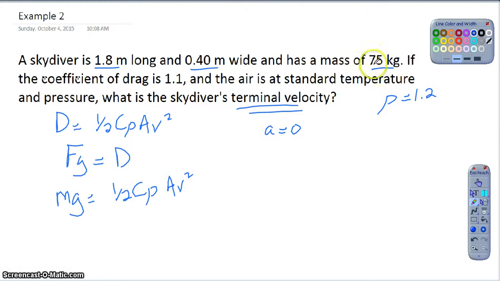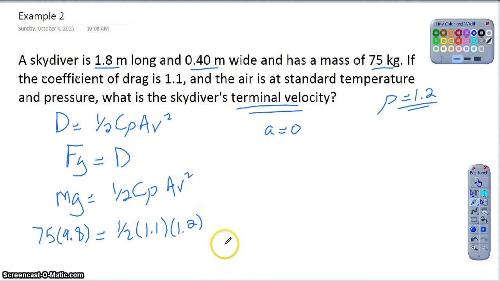I've got the mass, 75 kilograms. I've got gravity. Obviously, I've always got gravity to work with unless it's on another planet, in which case I would simply have to find it there first. I've got the 1/2. They give me the coefficient of drag, so 1.1. I know that rho is 1.2, and this would usually be provided on a table of information or in the problem itself if you needed it. So you don't have to memorize that, but you probably will once you do this question a few times. And then my area, right? My surface area, which, again, I'm assuming is basically a rectangle falling down. So 1.8 times 0.4, and then times v squared.